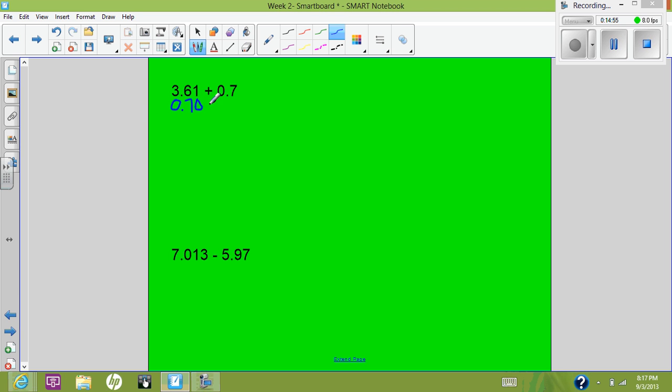That's all. Sometimes if you want, I like to put a little diagonal line through my placeholder zeros, so I know it's something that I added. You don't have to, it's just something I like to do.